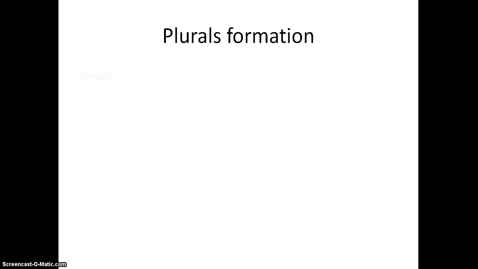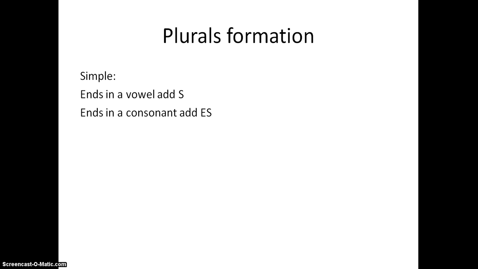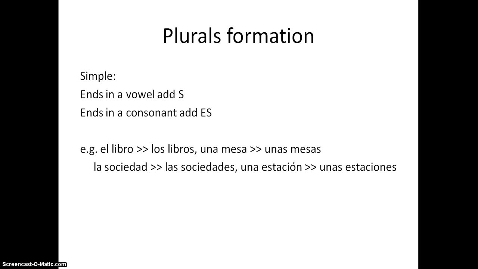So, how do we form plurals? It's quite simple. Generally, if it ends in a vowel, you add an S. If it ends in a consonant, you add ES. So, some examples. El libro would become los libros. Una mesa would become unas mesas. La sociedad ends in a consonant, las sociedades. Una estación ends in a consonant, and then it's unas estaciones.